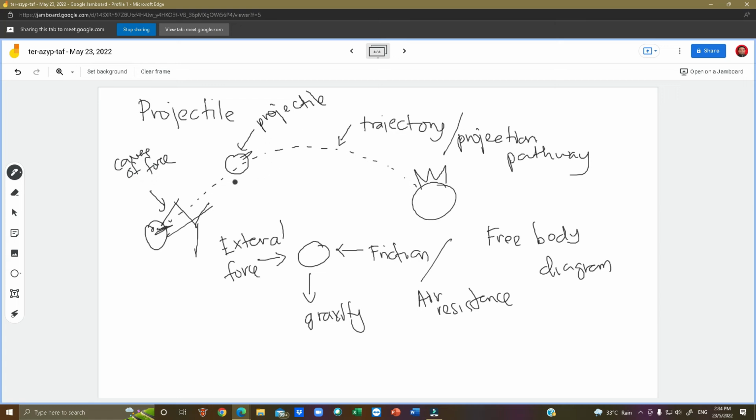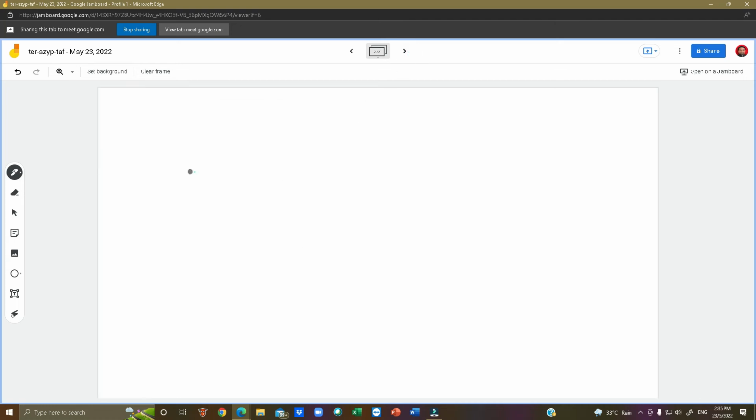Bila dia travel, dia akan jatuh ke bawah. Dia akan sampai satu tahap, puncak dia, apex, and it will start falling down. It is due to gravitation. Okay, so when we talk about projectile, it is a free body diagram subjected only to external force, friction and gravity. Example kita ambil dalam sukan, bola sepak, kena sepak, bola tu travel. This is a projectile.